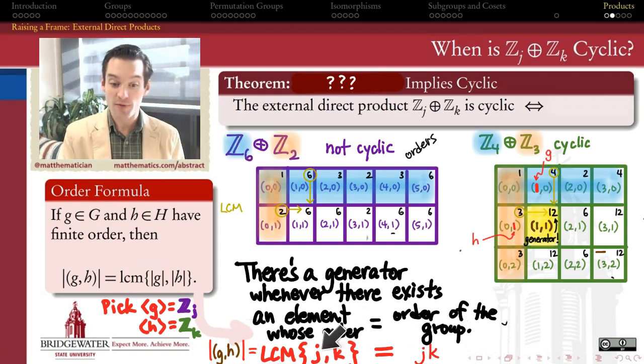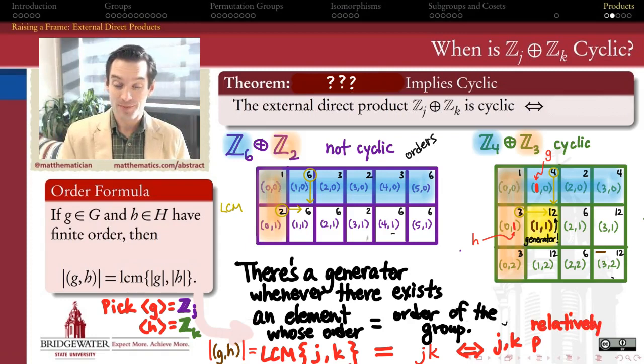The least common multiple of j and k, where j is a generator of Z mod j and k is a generator of Z mod k, the orders thereof, that's what I mean. And the only time that the least common multiple of two integers is equal to the product is when those two integers share no common factors. In other words, when j and k are relatively prime.